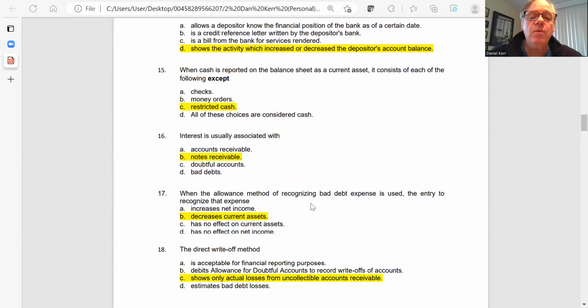17, when the allowance method for recognizing bad debts expense is used, what is the entry to recognize the expense? Under the allowance method, you recognize the bad debt before any individual account goes bad. You do that by debiting bad debts expense, and you credit allowance for doubtful accounts. Allowance for doubtful accounts is a contra asset, meaning it's an asset account with a credit balance. So when you figure out the net receivables, it would be accounts receivable less the allowance. So anytime you recognize bad debt expense, since allowance for doubtful accounts is subtracted from accounts receivable, it actually decreases the current assets.